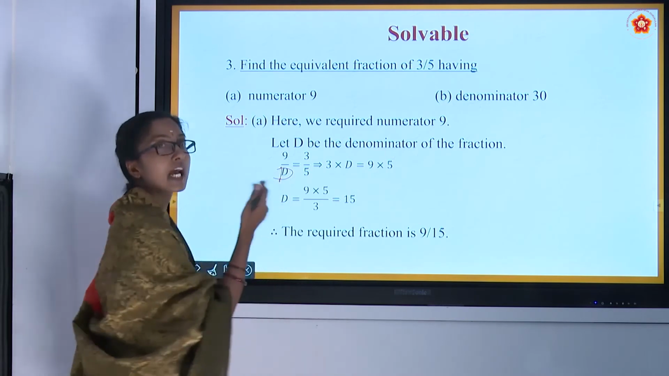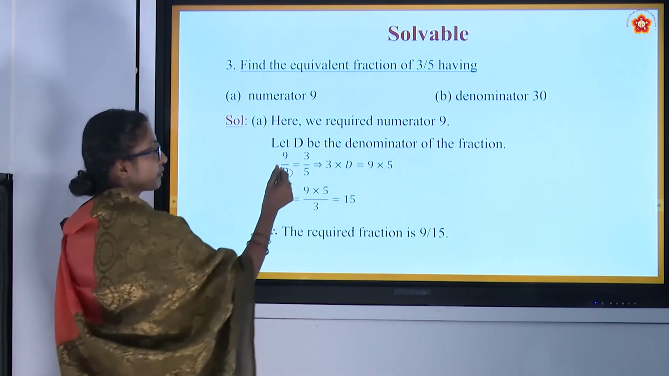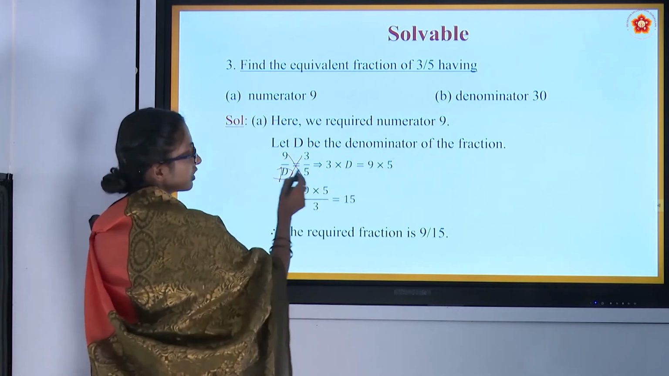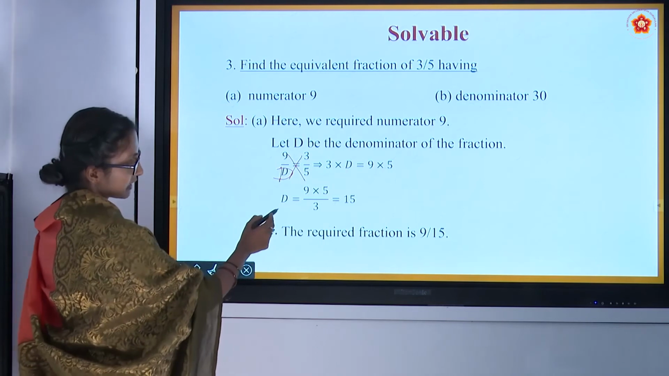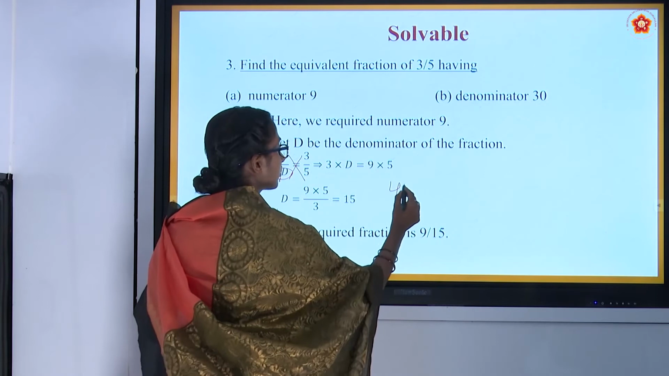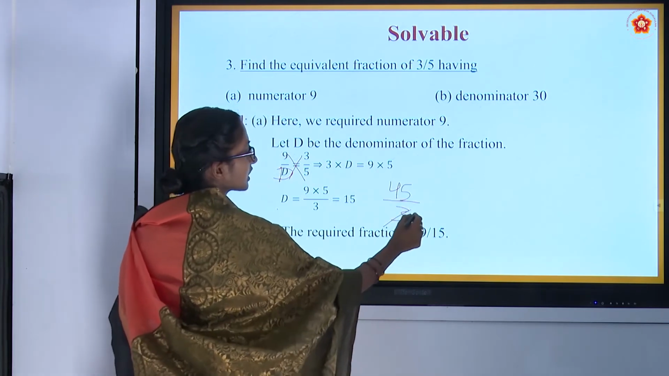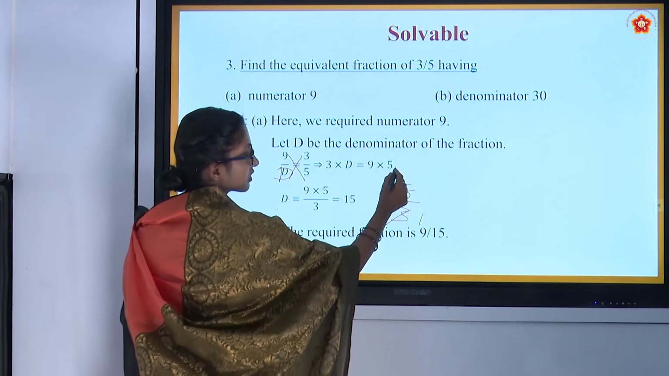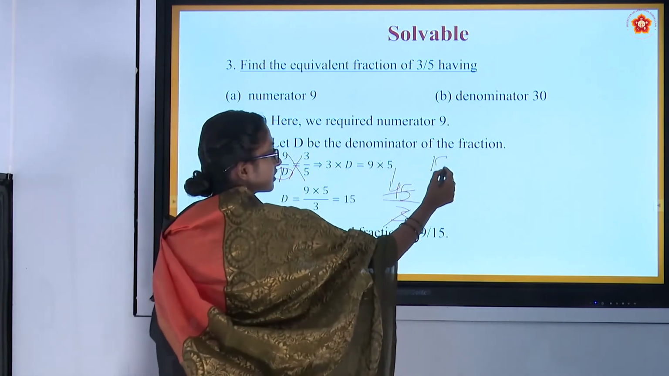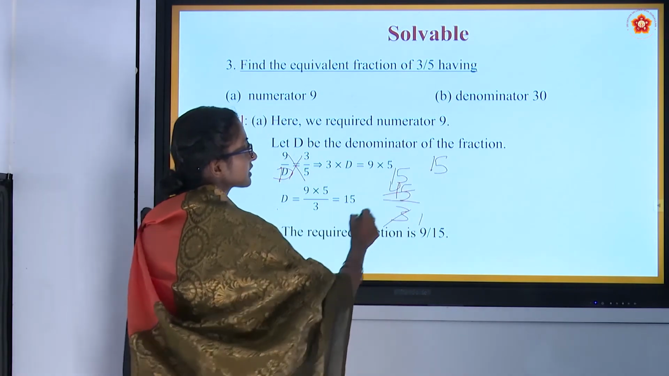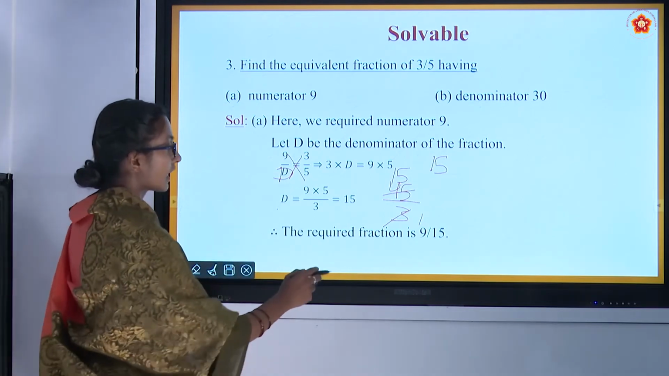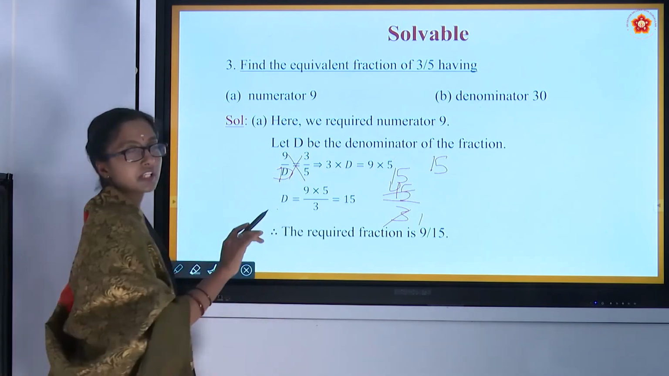Again, as we saw in the previous problem, we will go for cross multiplication. 3 into d is equal to 9 into 5. D as it is, 9 into 5. 9 fives are 45. 45 divided by 3. In 4, 3 goes once, 1 remains, that is 15. 3 fives are 15. The answer is 15. 9 into 5 divided by 3 is 15. So the required denominator is 15.